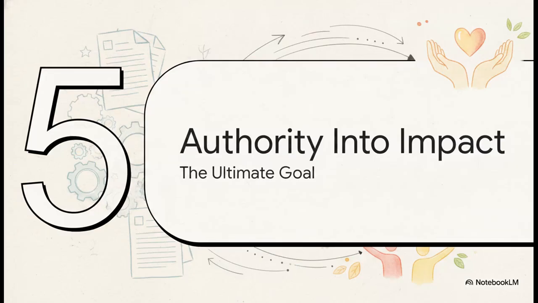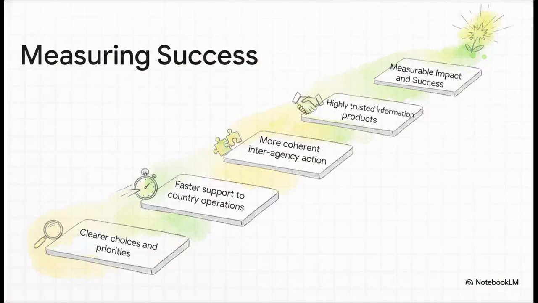Finally, Part 5, Converting Authority into Impact, the ultimate goal of all of this. At the end of the day, none of this architecture or strategy matters if it doesn't yield tangible results. Success for this director isn't about printing more reports or holding more meetings in Geneva. It is highly measurable impact on the ground. You have to ask, have they actually created clearer choices and priorities? Are country operations getting faster support? Is the interagency response actually coherent? And are the information products they put out implicitly trusted by decision makers?